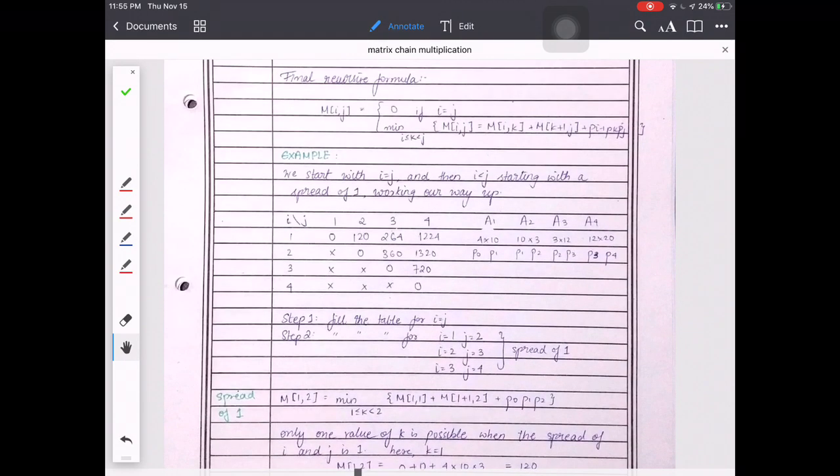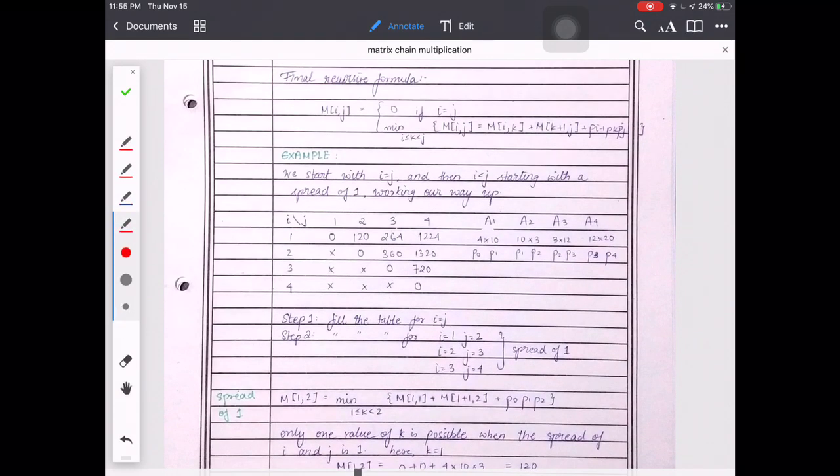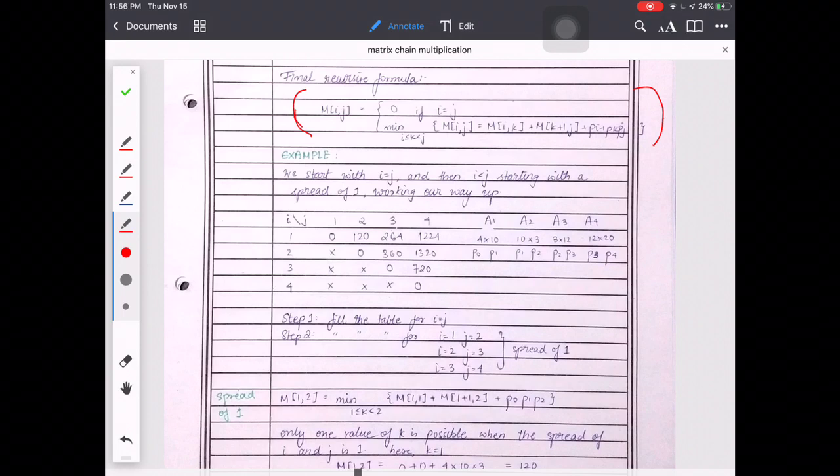So the final recursive formula becomes this one, where we have M[i][j] is 0 if i is equal to j, that is, if we have a single matrix, then obviously the cost of multiplying it would be 0. And if i and j are not the same, then we would have the minimum over k, the value of k for which we get the minimum multiplications, and we already saw this formula before.